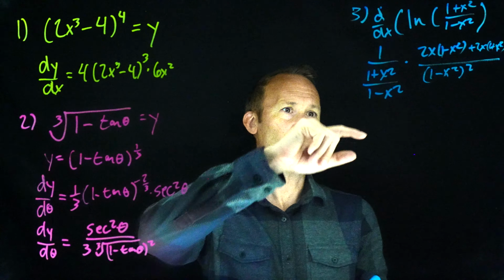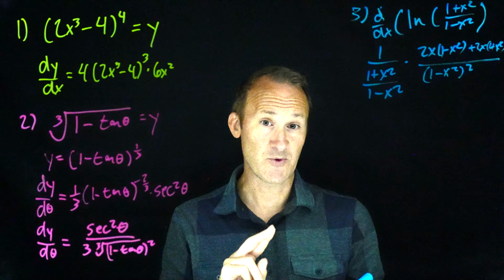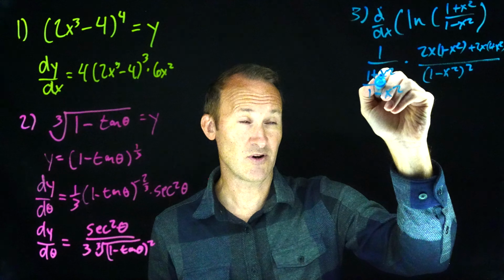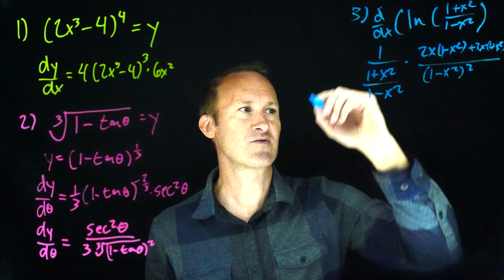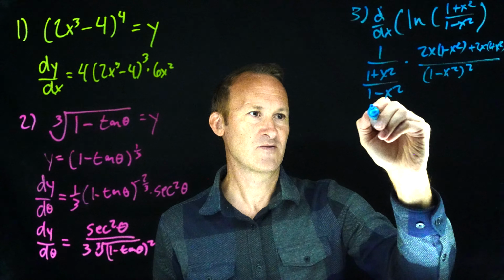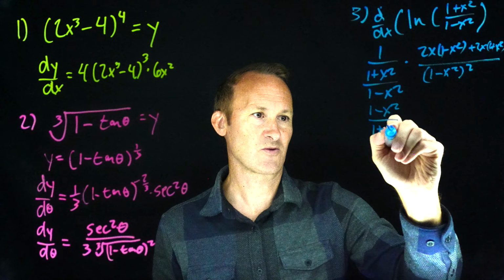Okay, so whenever you have 1 over a fraction, I like to think you have one numerator, one denominator. Your numerator is 1, there's your denominator. That means this is in the numerator. Just move it up. So this is going to become 1 minus x squared over 1 plus x squared.